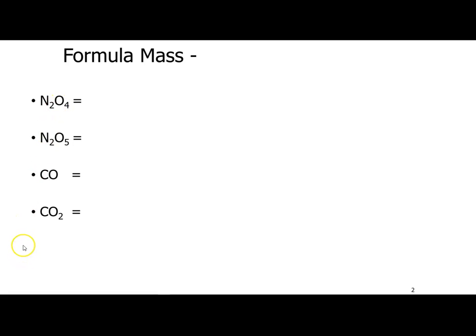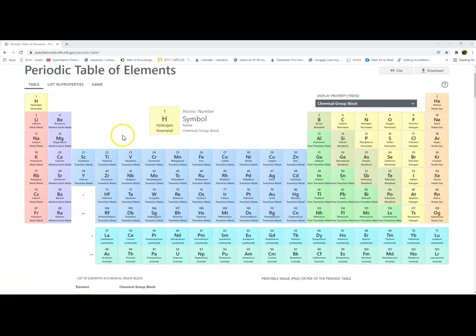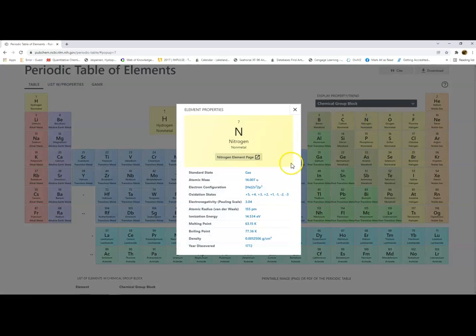So I'm going to show you a periodic table. Here is a periodic table I like to use online. It's from PubChem, and you can basically click on different elements and it'll bring some information up about that element. One of those things that we're going to use right now is the atomic mass. So here you can see that's 14.007 atomic mass units, and this is the average amount.